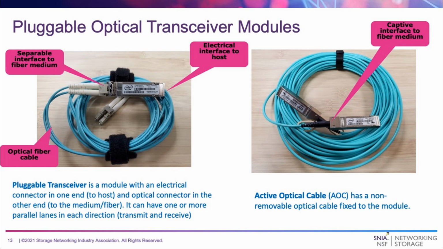The active optical cable, on the other hand, has a non-removable optical cable. The whole fiber is connected directly to the connector assembly itself and represents a captive interface to the fiber medium. And one of my co-authors will go through the particular use case inside of a representative data center a little later in the presentation.